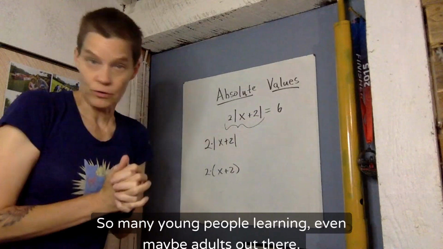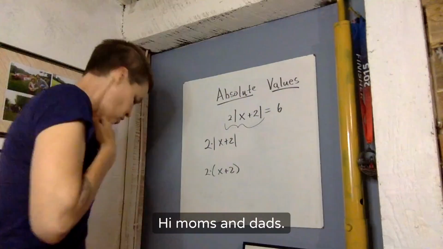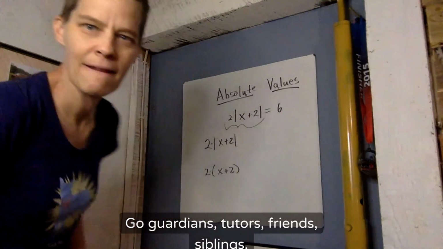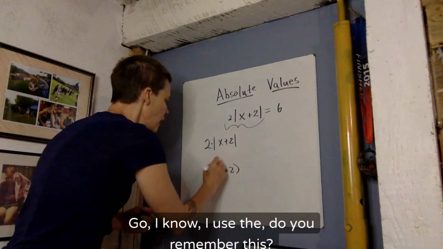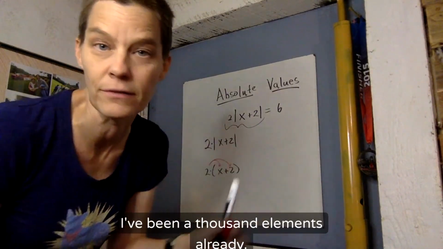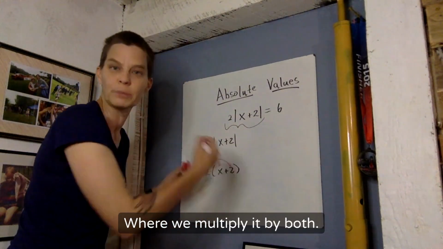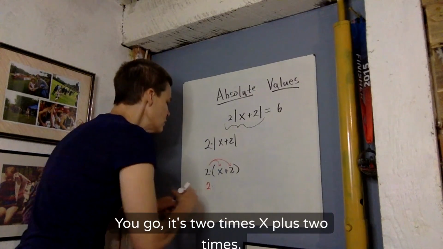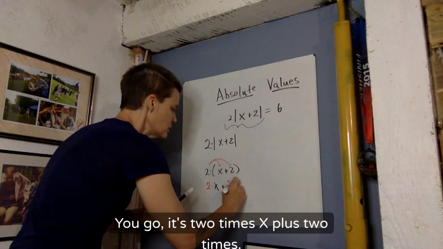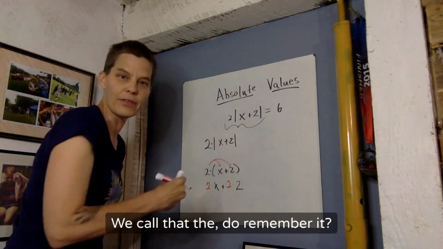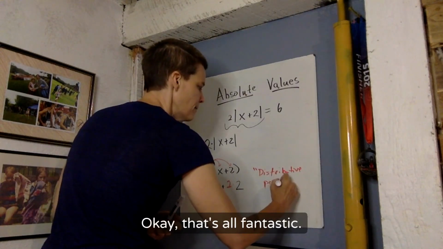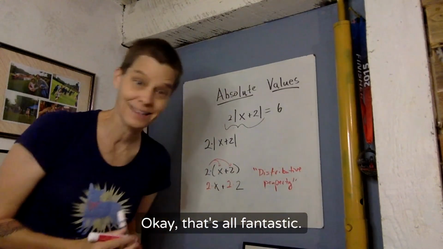So many young people learning, even maybe adults out there. Hi, moms and dads, guardians, tutors, friends, siblings. Go, oh, I know, do you remember this? If you start doing these arrows, okay, I'm going to do a lesson on this. I've done 1,000 on this already. What do we call this, where we multiply it by both? You go, oh, it's 2 times x plus 2 times 2. We call that the, do you remember it? The distributive property. Okay, that's all fantastic.